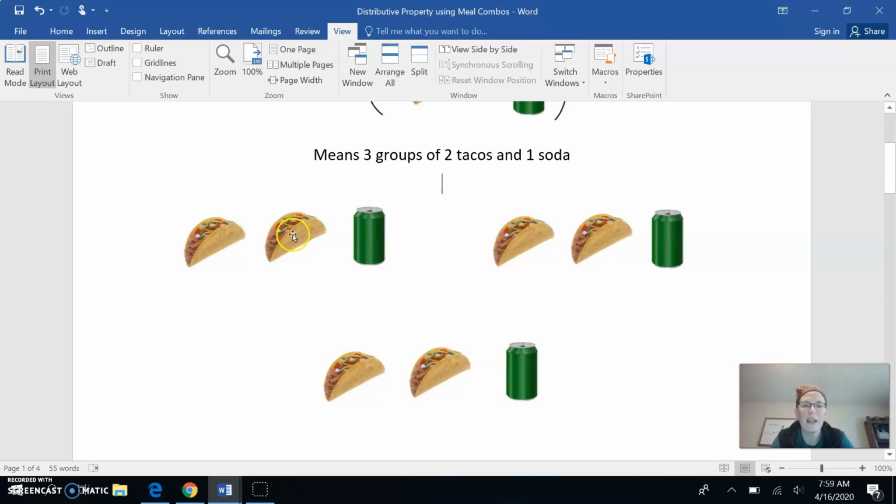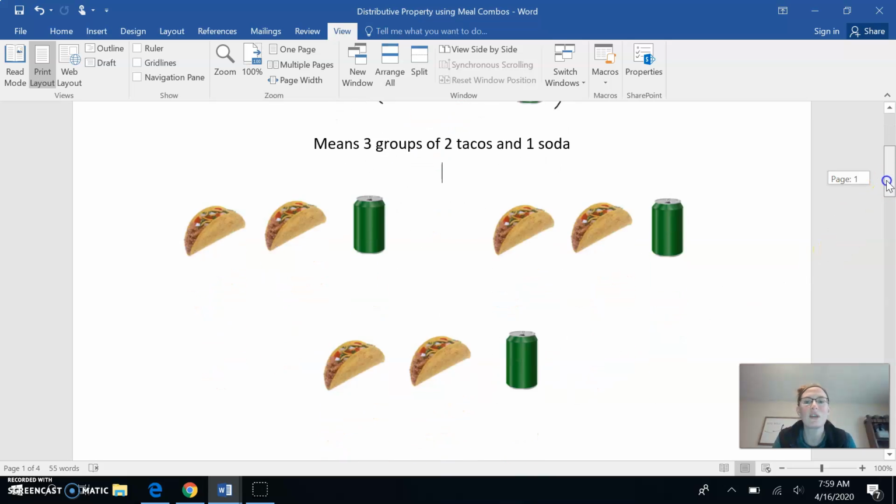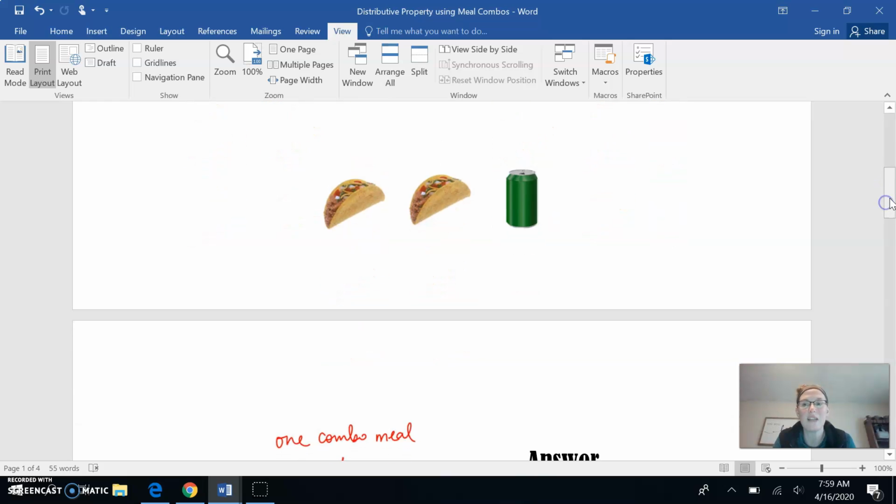Here's one group that has 2 tacos and a soda. Here's another group that has 2 tacos and a soda. Here's another group that has 2 tacos and a soda. I want to know, how much do I have in total? How many tacos do I have? How many sodas do I have? With the visualization, we can count them: 1, 2, 3, 4, 5, 6 tacos and 1, 2, 3 sodas. Makes total sense.